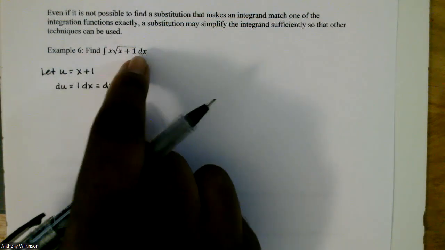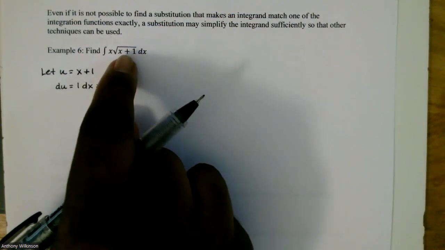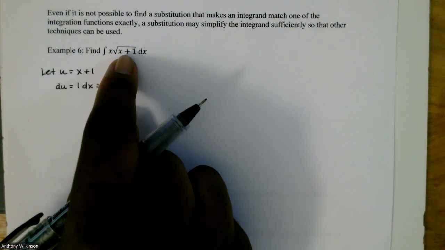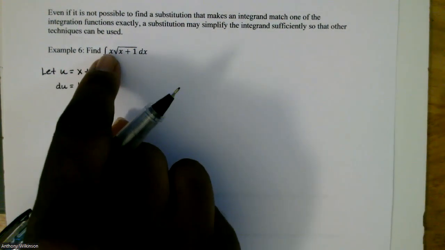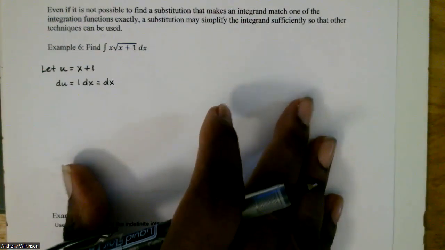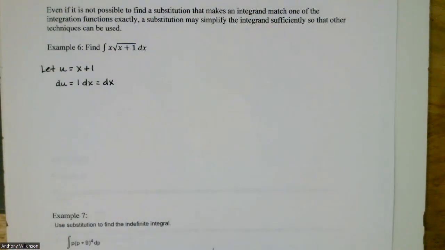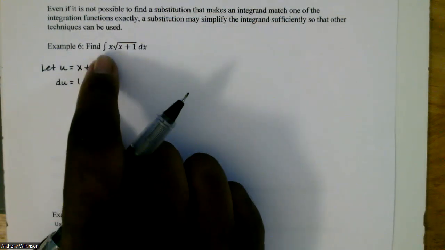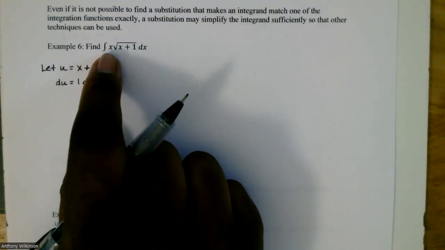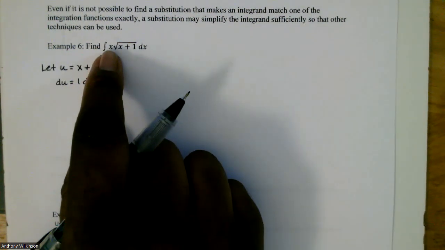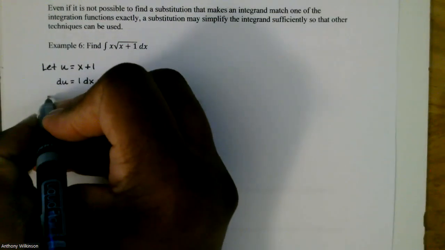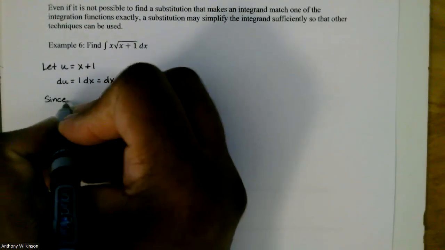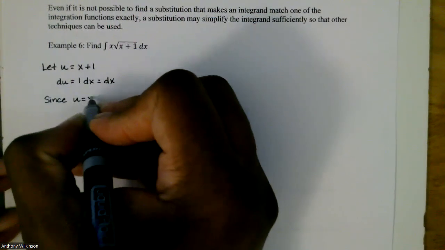Well, I do have that, and I can replace the x plus 1 with the u, but I need something to replace this x with, because the whole integral has to be in terms of u. And I need to find something to replace this x with. Well, let's look at this. We already know that u is equal to x plus 1.